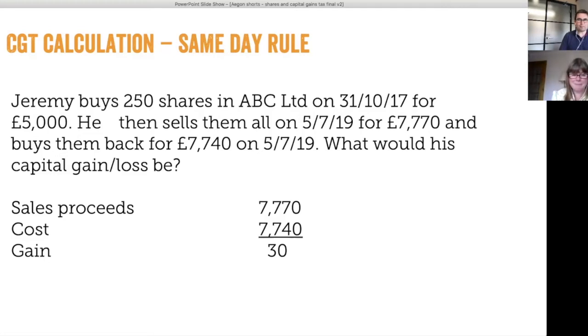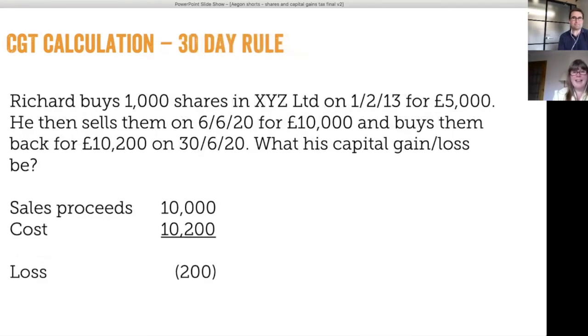And that's exactly what this rule was designed to stop happening, wasn't it? Was using the base cost. So that's one thing. So how about the 30-day rule then? So the 30-day rule, again, similar scenario. Richard buys 1,000 shares in XYZ Limited in February 2013.